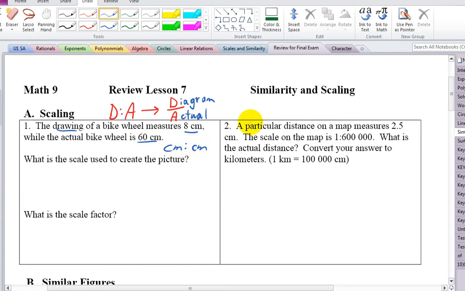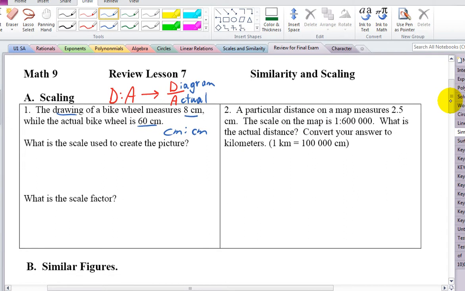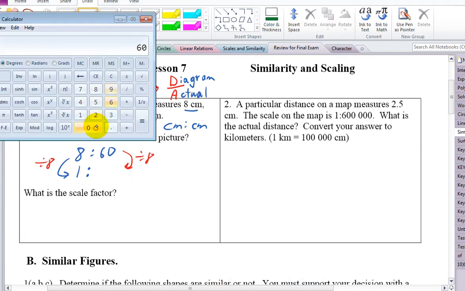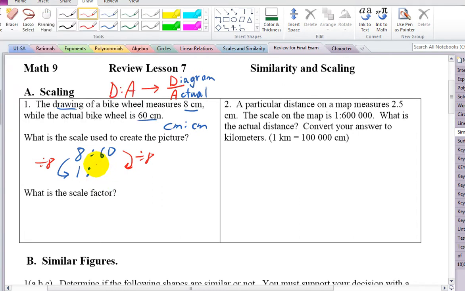Watch out for your maps. Okay. So the scale to create the picture would be 8 to 60. Reduce this lowest number to 1. Always the lowest number gets reduced. So we have to divide by 8. And so we're going to do that to the other side. Divide by 8. What do we get? 60 divided by 8. We get 7.5.